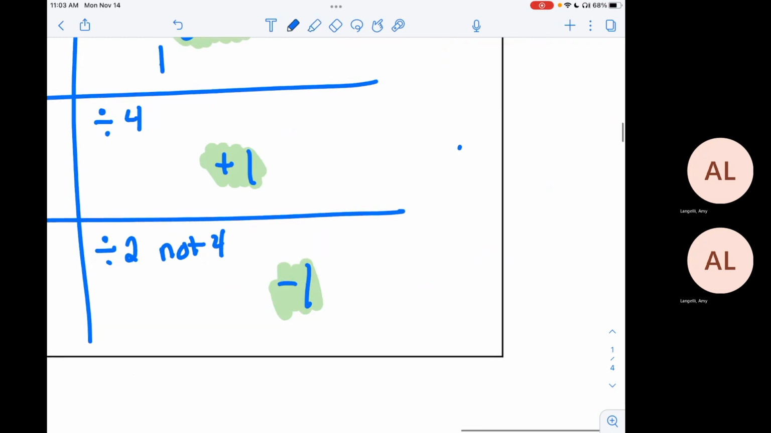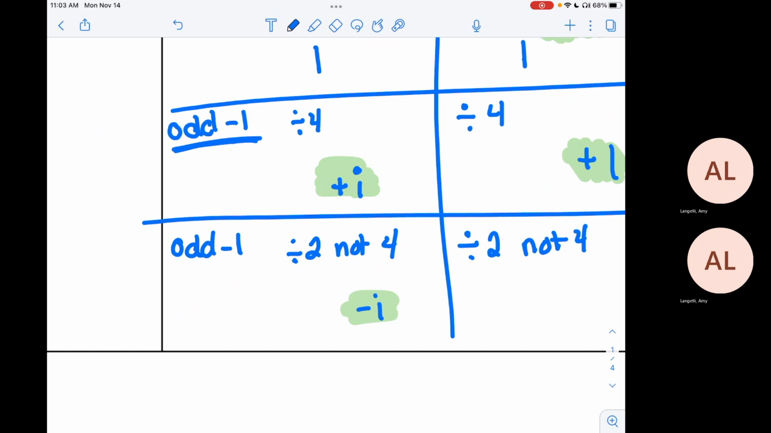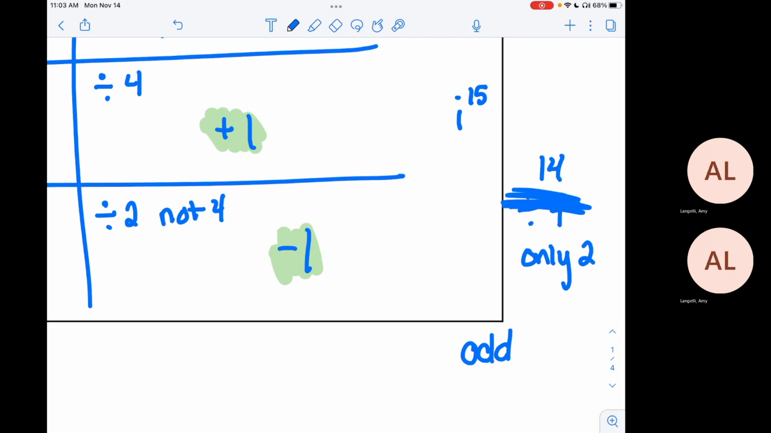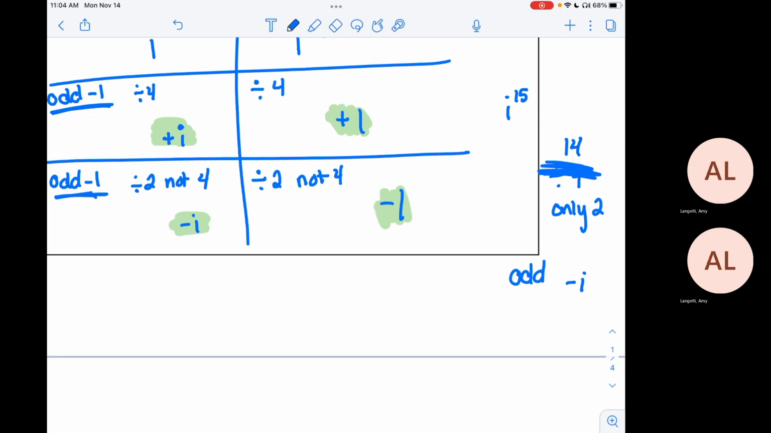Okay, so I'll just do one of those real quick. i to the 15th. Well, that's odd, right? So I need to take my odd exponent and take away 1, which makes 14. Does 14 divide by 4 or only by 2? Only by 2, right? So because it's odd and it only divides by 2, it ends up being a negative i. If that was a lot to take in, feel free to see me after class and we'll go over a couple more of those.